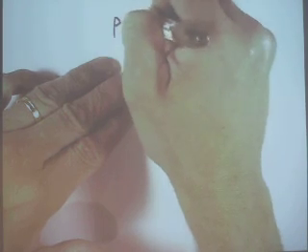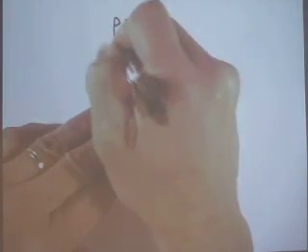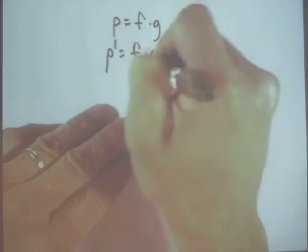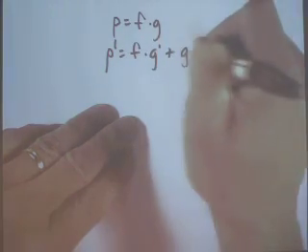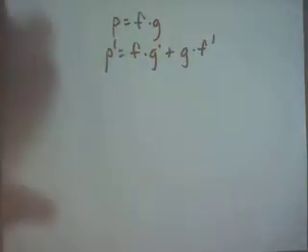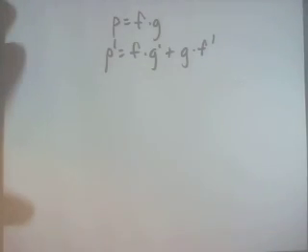Now let's at least get the product rule stated so we have it in front of us. Let's say we have P equals F times G. Then P prime is F times G prime plus G times F prime. That's the product rule. Okay.